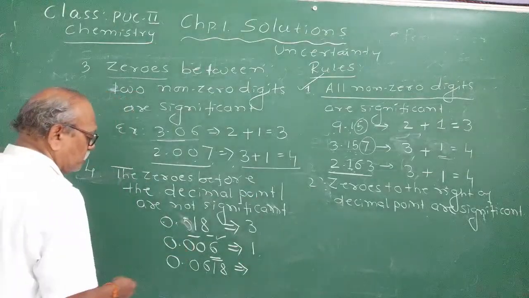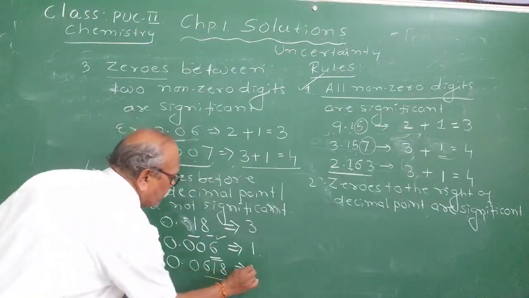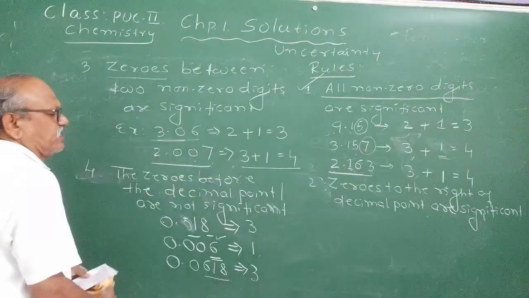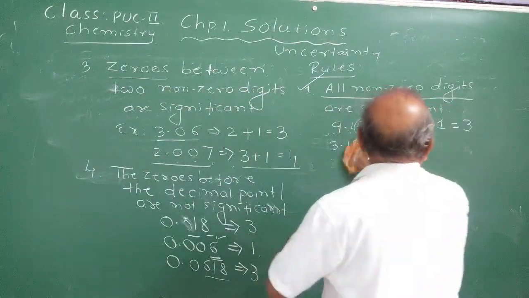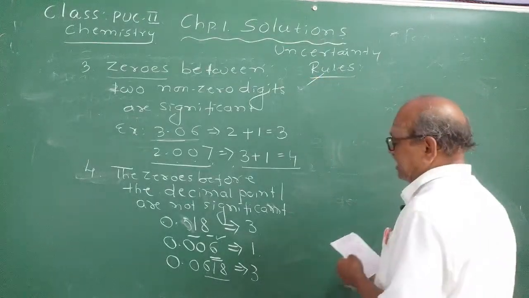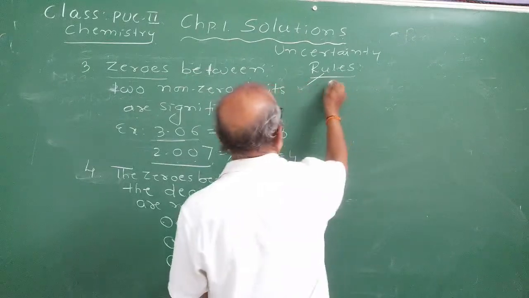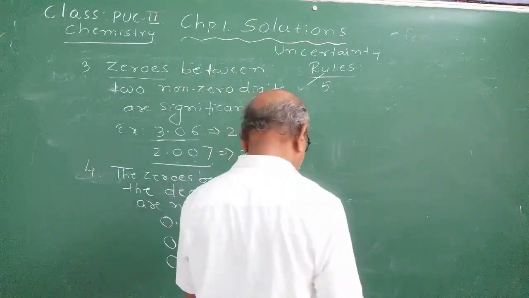First, non-zero means here you have to count 1, 2, 3. Therefore, significant figures are 3 here. Very simple, my dear students. You can understand it. Of them, the last one will be uncertain, the remaining will be certain. What is uncertainty? Plus or minus 1 digit should be uncertain.